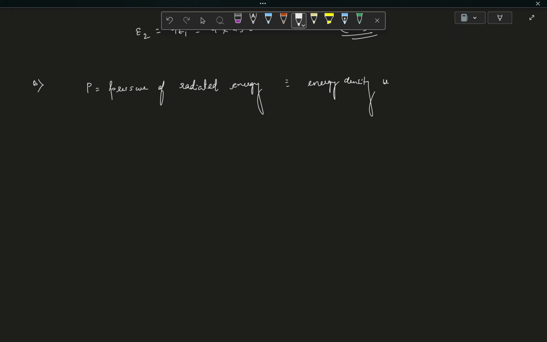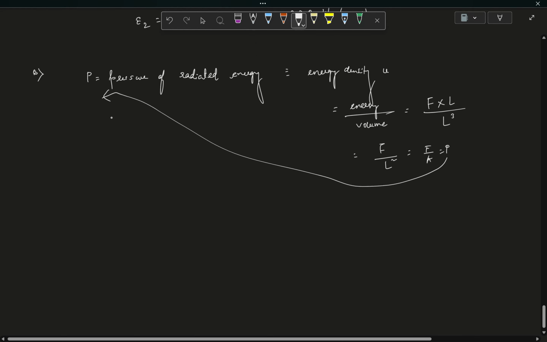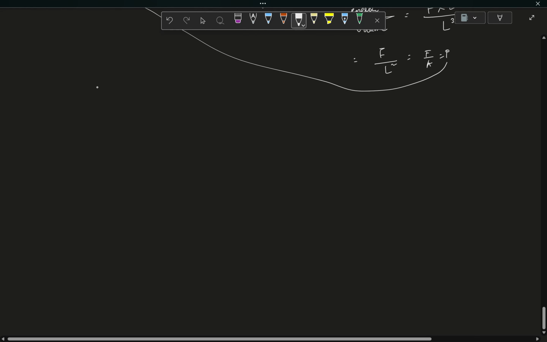It is the same as the energy density U, because energy density is what? Energy by volume. Energy is basically work done, so work done will be force into displacement, let's say F into L, and volume is L cube. So it is basically F by L square, which is force by area, F by A, which is pressure. So dimension wise also, pressure is equal to the energy density, energy per unit volume.